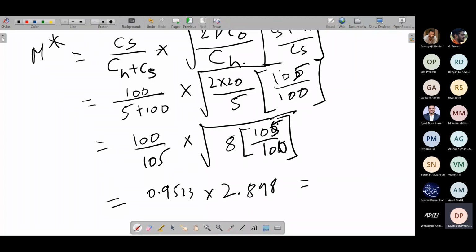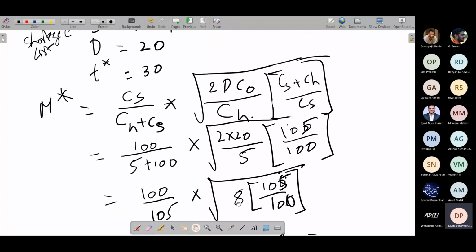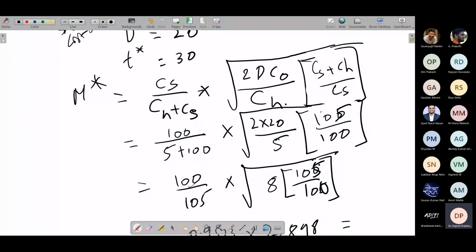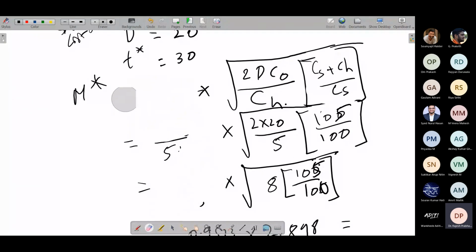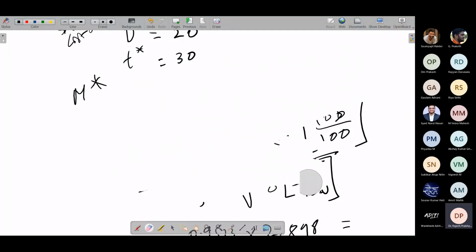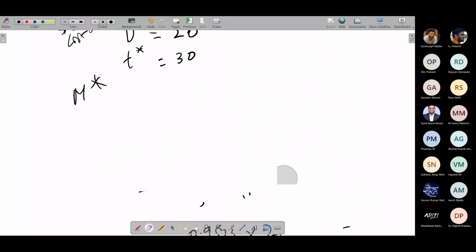So we have T star, right? Actually we are using the wrong formula here. I'm sorry, we have to use the other formula because we don't have CO here. That's why we are not able to calculate. Sorry, just correcting myself. We have used the wrong formula.